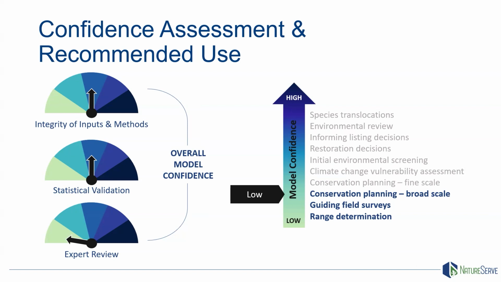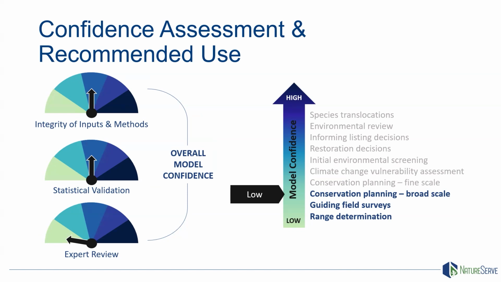In the example shown on the screen, a model was assigned a medium confidence score for the integrity of inputs and methods and a medium score for statistical validation. It scored low for expert review, either because an expert looked at the model and didn't like what they saw, or, as is more often the case, because the model has not yet received comprehensive review across its entire range. In this situation, the overall model confidence is rated low.